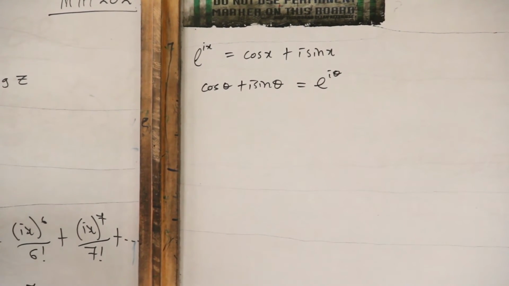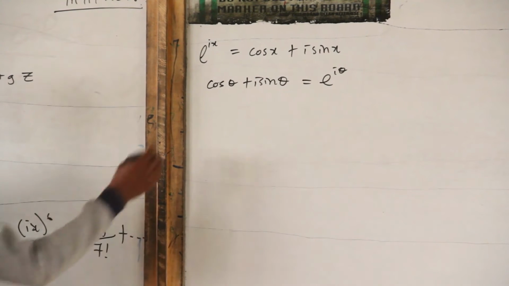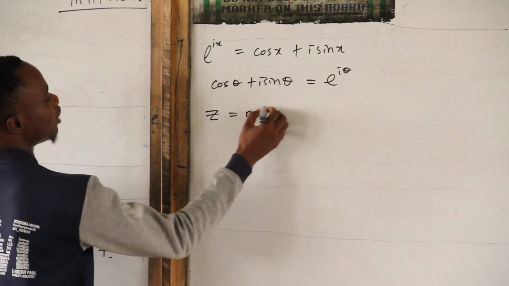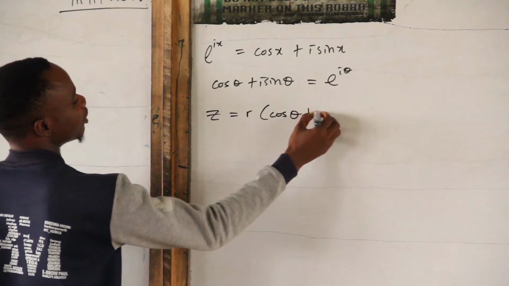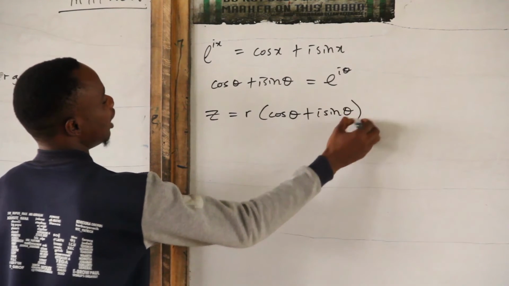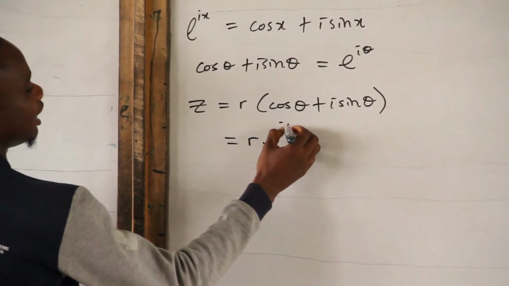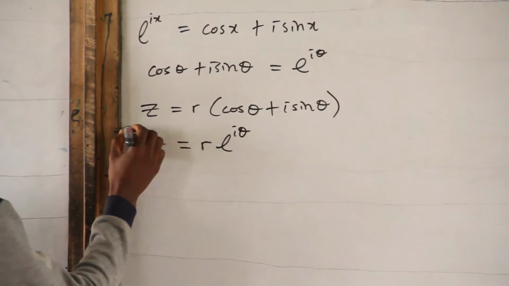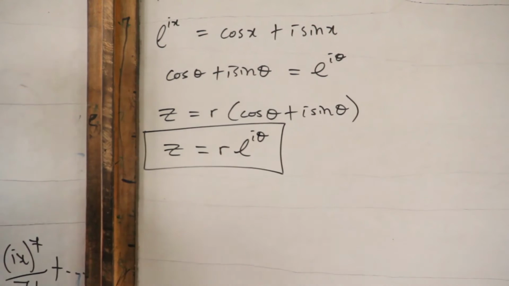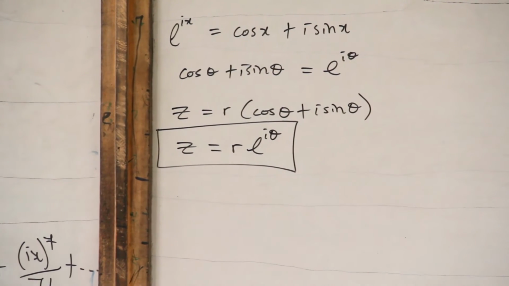So that means if I want to represent this complex number, I know this complex number is z equal to r into cos theta plus i sin theta, and so I can write this complex number as r e raised to power i theta. Does that make sense to you? That is the exponential representation of a complex number.